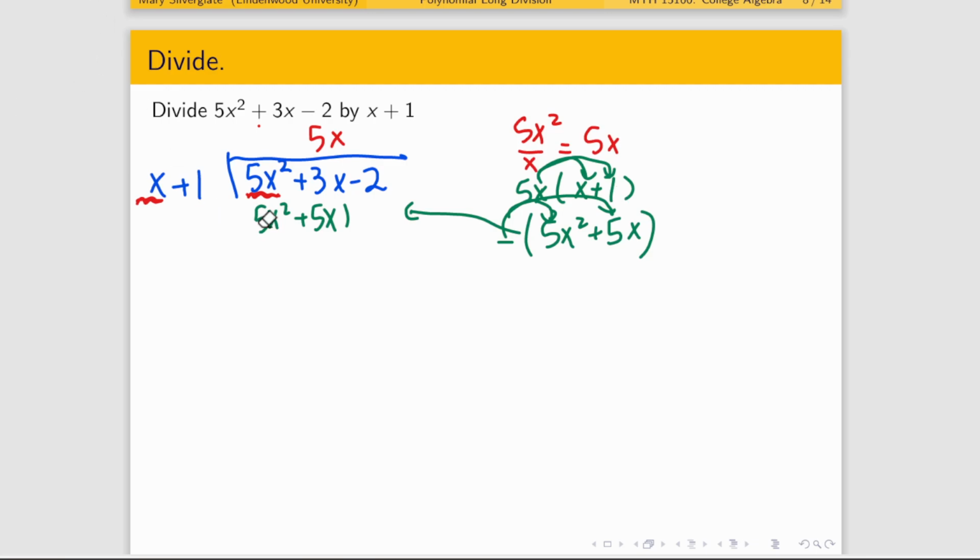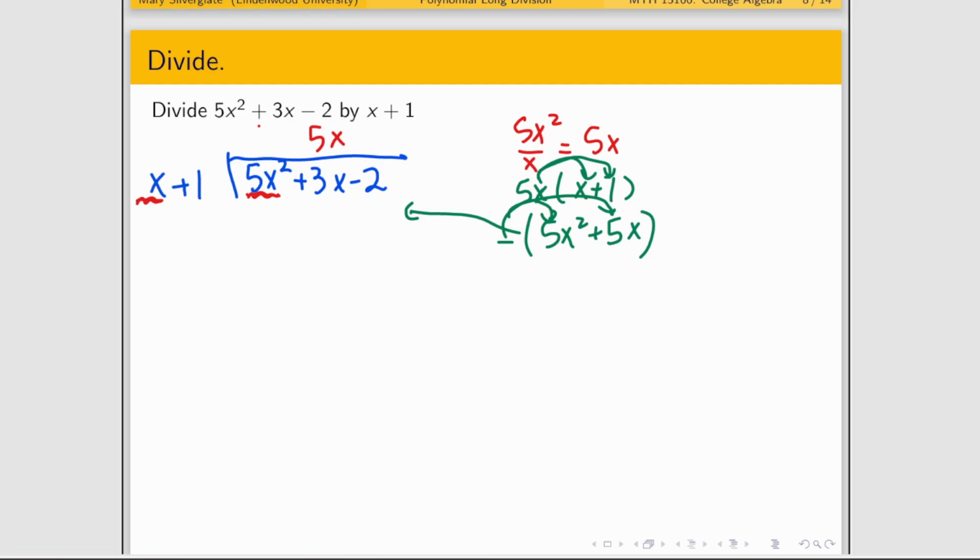I'm actually going to write it underneath here with that subtraction being distributed, because we're going to be subtracting 5x squared, and you have to subtract the 5x. You have to subtract the entire term, which means you have to distribute the subtraction to both. 5x squared minus 5x squared should give me 0 if I did it right. 3x minus 5x gets me negative 2x, and then you drop down the minus 2.